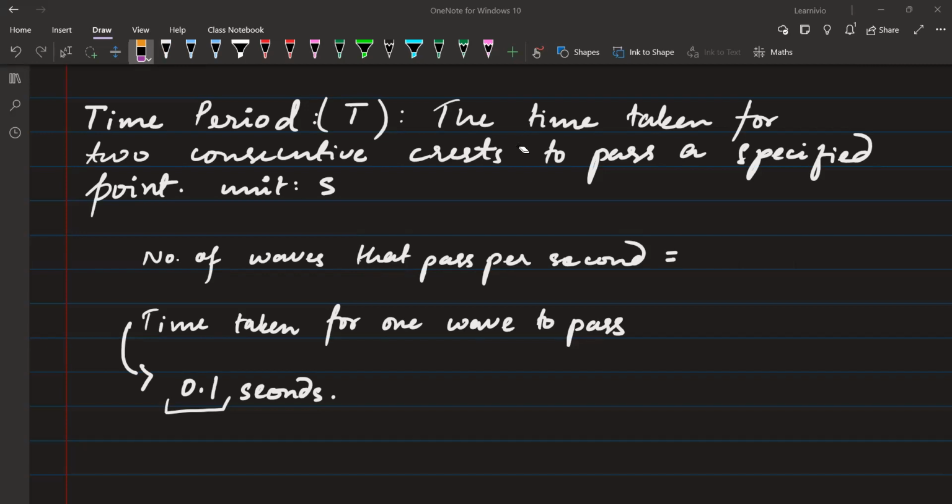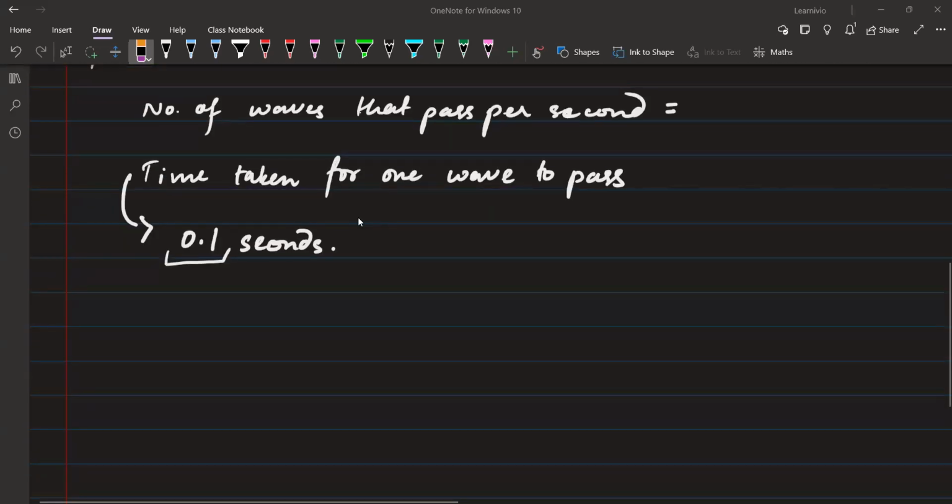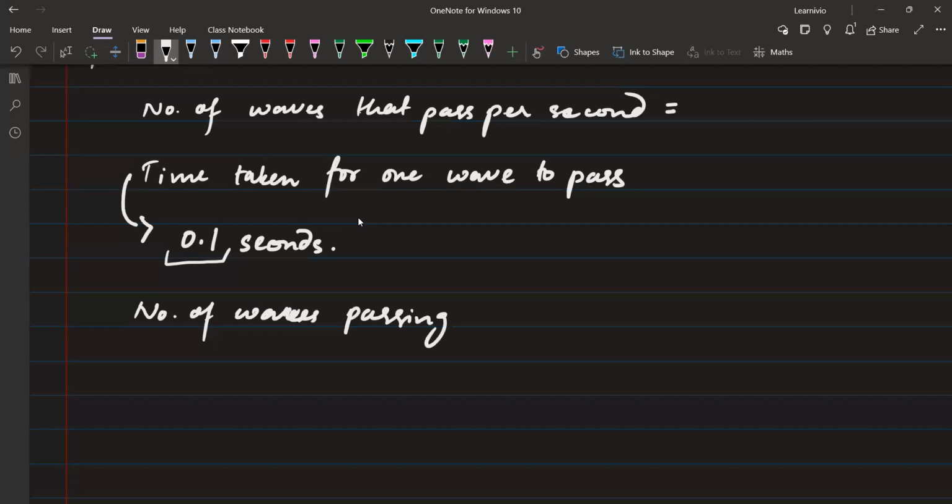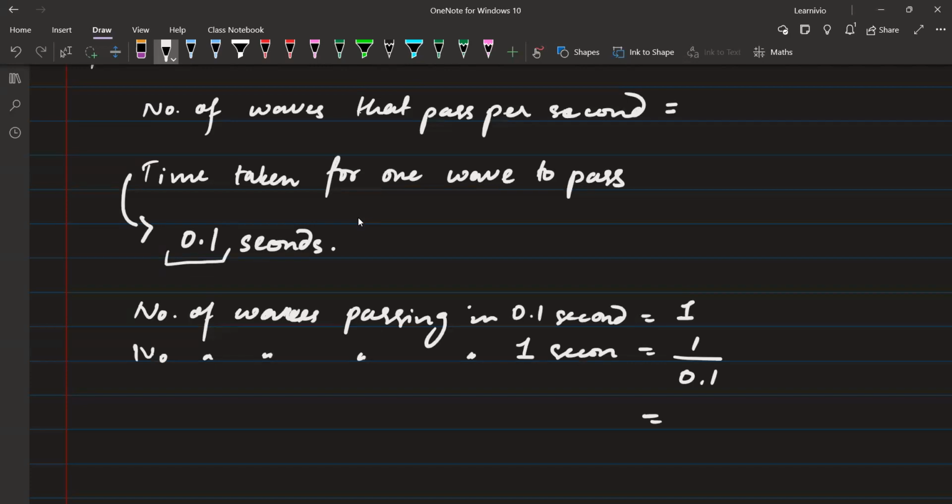एक सेकंड में कितनी वेव्स पास करेंगे, नंबर ऑफ वेव्स बताइएगा, हर्ट्ज हम लोग अभी उस पे नहीं जाएंगे, ठीक है, जस्ट टेल मी द नंबर ऑफ वेव्स दैट विल पास पर सेकंड इफ वन वेव टेक्स 0.1 सेकंड. चलो देखो ऐसे कर सकते हैं ना इसको, यूनिट मेथड लगाइए हो जाएगा, ठीक है, ध्यान दीजिए, नंबर ऑफ वेव्स पासिंग इन 0.1 सेकेंड इट इज इक्वल टू 1, ठीक है, नंबर ऑफ वेव्स पासिंग इन 1 सेकेंड will be equal to 1 upon 0.1 which will be equal to 10.